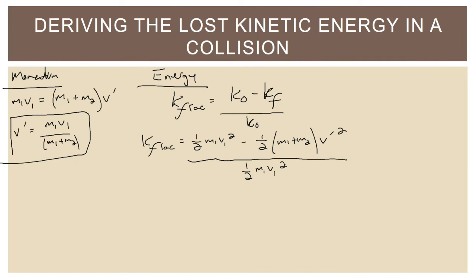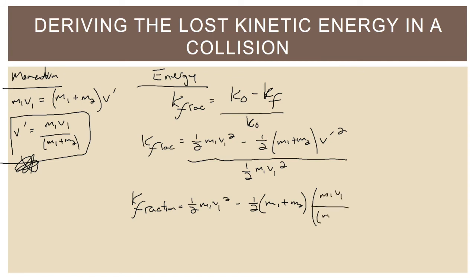Now, this doesn't really give us anything to work with until we take the result from conservation of momentum and substitute it in for v prime. And so when we do that, we get a bit of a mess. The fraction of the kinetic energy here is 1/2 m1 v1 squared minus 1/2 m1 plus m2. And then now we've got to take our v prime, which is m1 v1 over m1 plus m2, and we've got to square it. As I mentioned here, we get a mess.